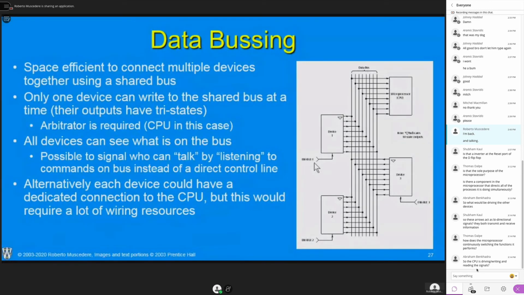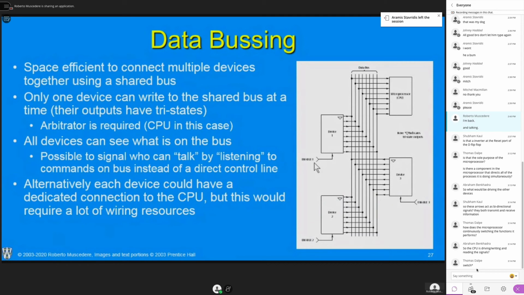How does the microprocessor continuously switch the function it performs? Again, it's a circuit. So it's possible I could have one part of the circuit doing some work, another part of the circuit doing another work. So the CPU is driving wires and reading the signals. Well, it's usually doing one at a time. It could be driving the enable lines here all the time, but it's kind of saying, okay, am I reading this wire or am I writing to this wire? Yes, it can do that. Again, we'll see how that works.